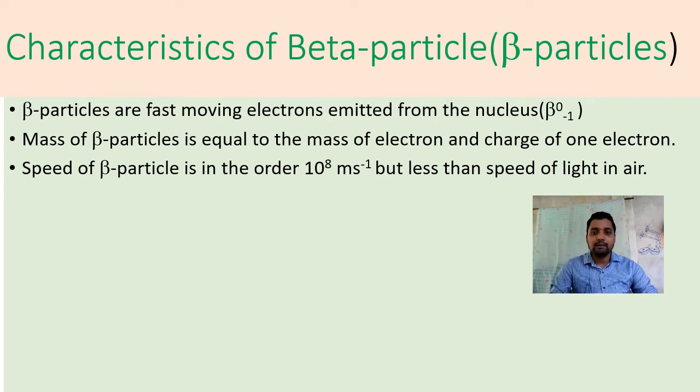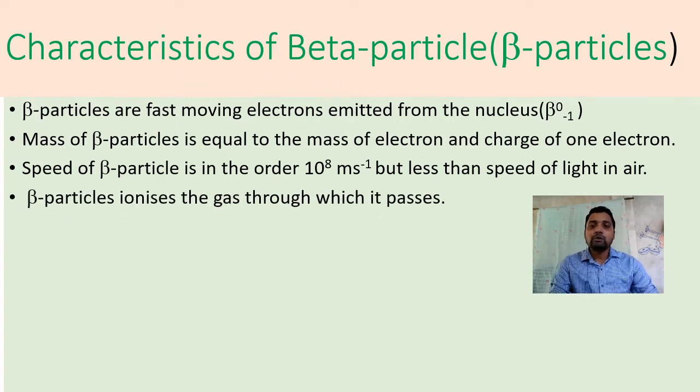But its speed is less than the speed of light in air or vacuum. And if we look at beta particles, beta particles also ionize the gas through which they pass because they are negatively charged. In the Rutherford arrangement, beta particles deviate more compared to alpha because a beta particle has less mass, while an alpha particle has more mass. Beta particles ionize the gas just as alpha particles, having positive charge, ionize the gas; beta particles, having negative charge, also ionize the gas.